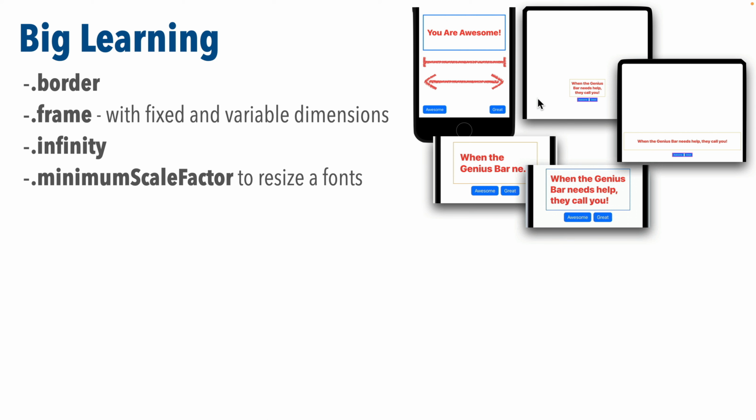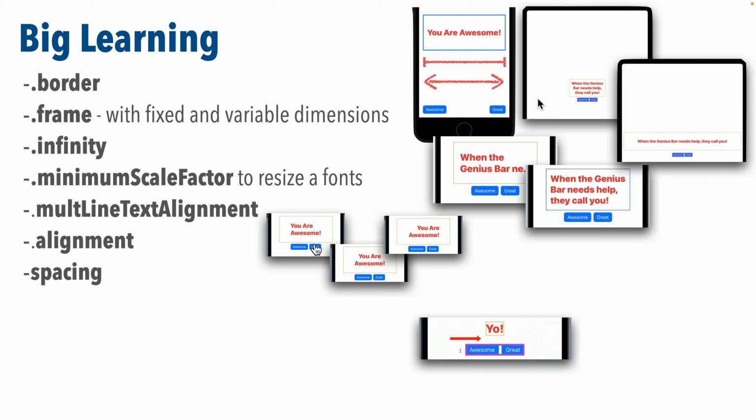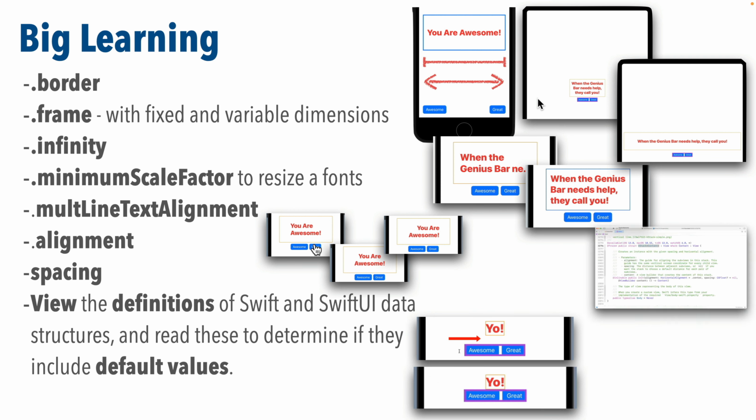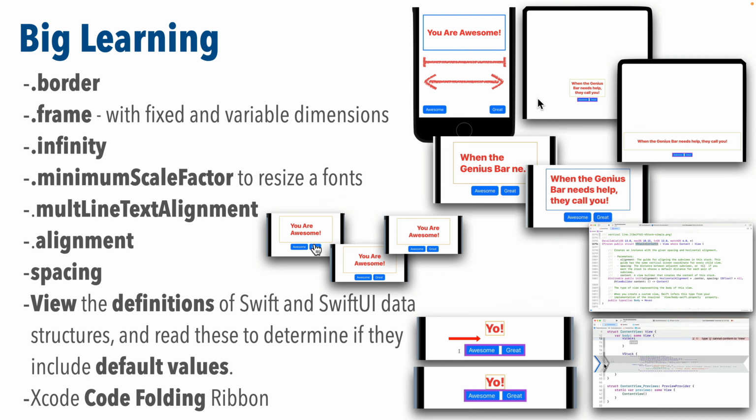We used .minimumScaleFactor to resize a font to fit within a view. We learned to use the multi-line text alignment modifier to align text with multiple lines, and we learned about the alignment parameter and that it can be used to align objects within a frame or stack. We also learned how to use the spacing parameter to eliminate spacing between items in a stack, and we learned how to view the definitions of Swift and SwiftUI data structures and to read these to determine if they include default values and even find out what those values are. And we learned how to use the Xcode code folding ribbon.